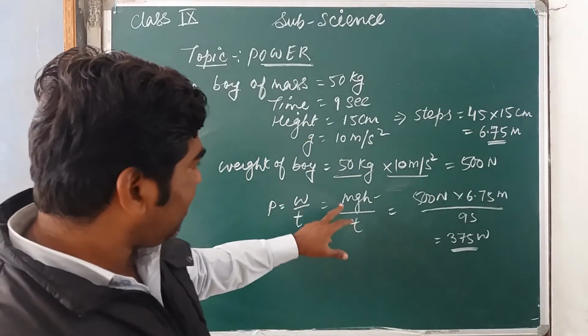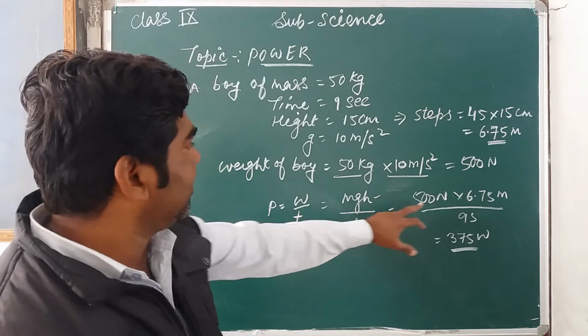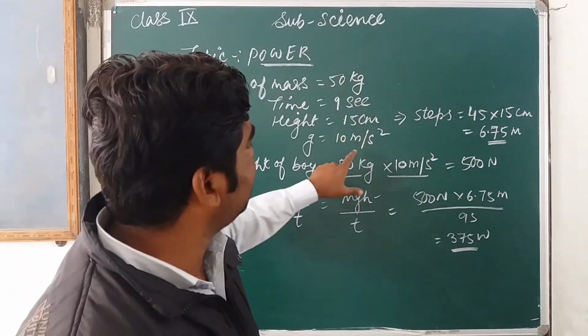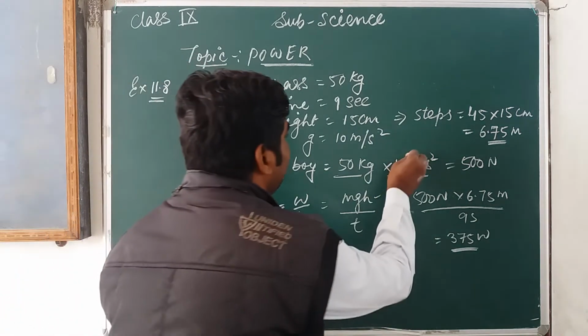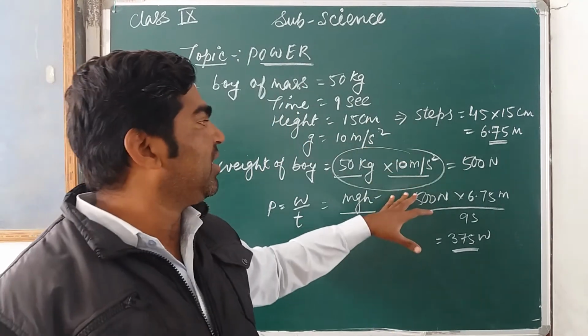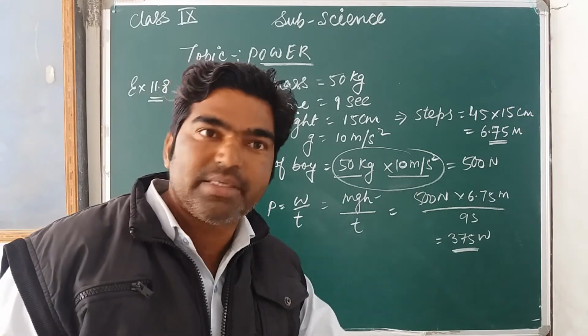So here this weight, this is known as what? Weight. Okay, this mass is 50 kg. If we multiply it with gravity, mass and gravity together give you the weight. Okay, that is weight.